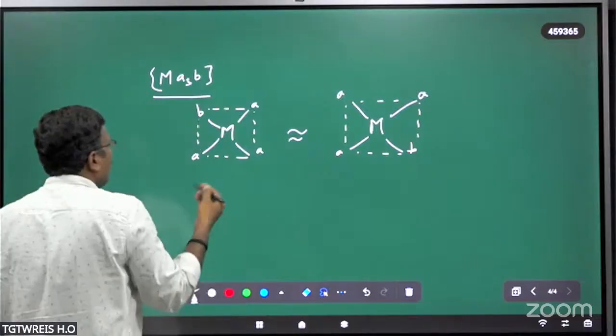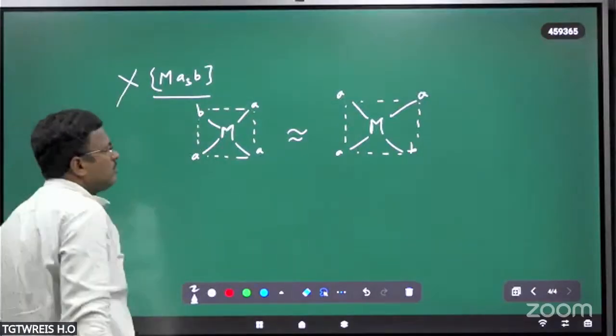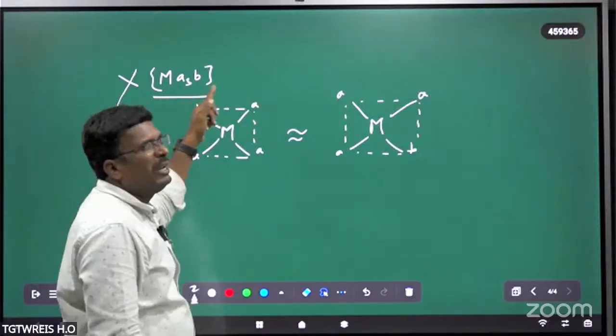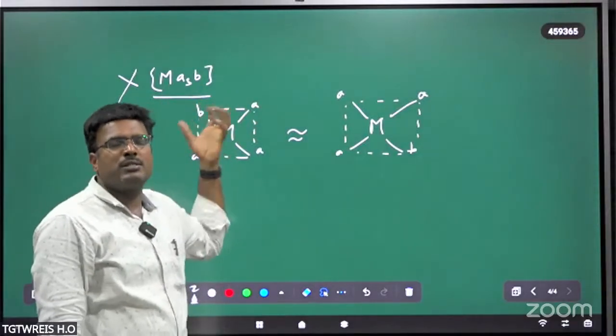Which type of compound does not show cis-trans isomers in this geometrical isomerism? A3B type of compound does not show cis-trans isomerism.